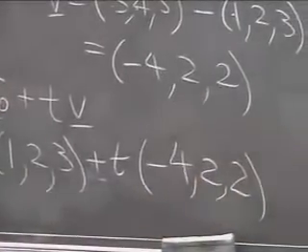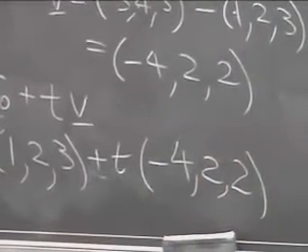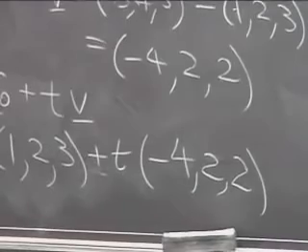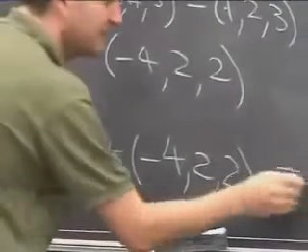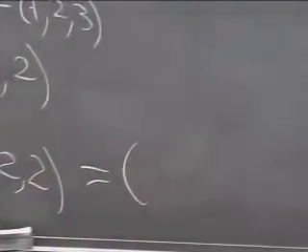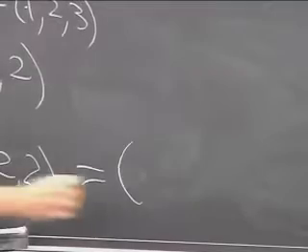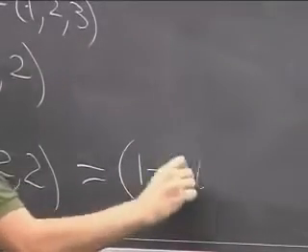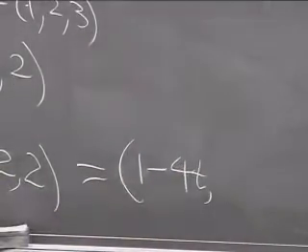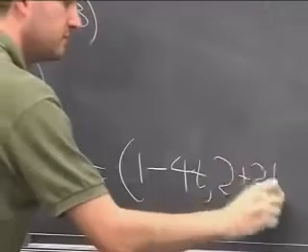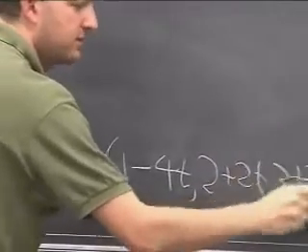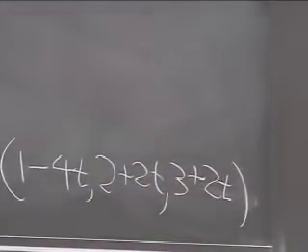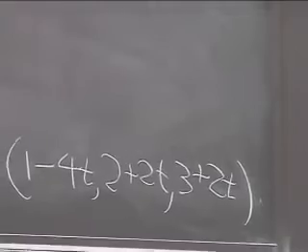And that's a fine answer, but you can also do what the gentleman was going to tell me, or started to tell me, and just combine this into 1 minus 4t, 2 plus 2t, and the last one is 3 plus 2t. So sorry to cut you off, but I needed to show the working.